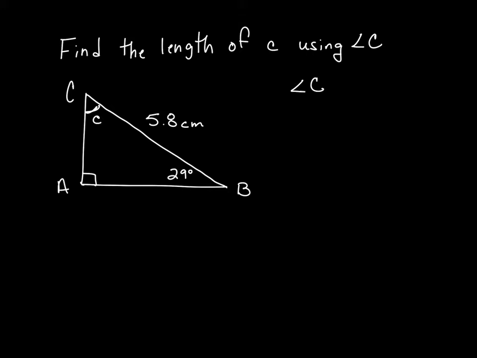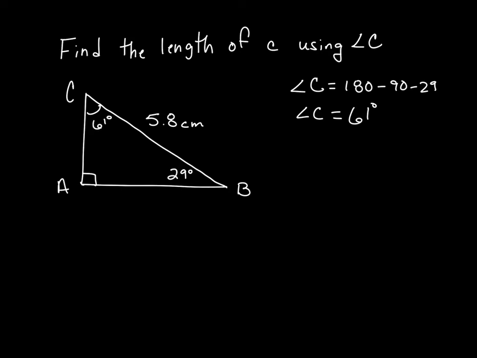Now, how do I find angle C? Well, I know a triangle adds up to 180 degrees. So to find angle C, it's just 180 minus 90 minus 29, or you can use the shortcut of just doing 90 minus 29, and I get that the measure of angle C is equal to 61 degrees. So this angle inside here, we're not going to leave as C anymore, and we'll rewrite it as 61 degrees.